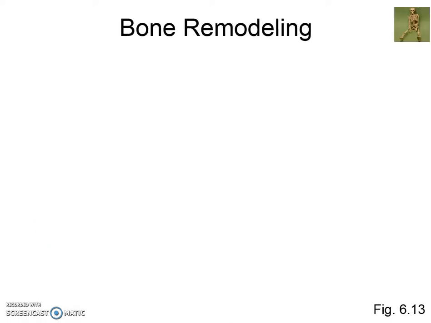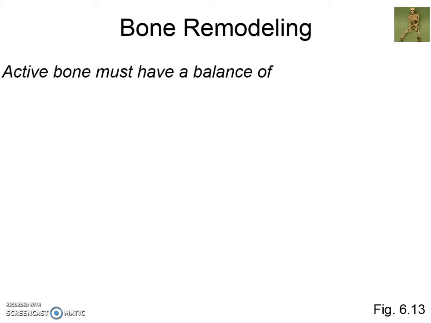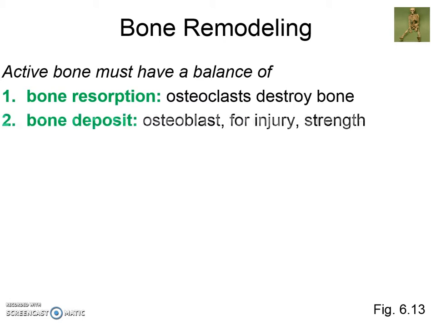All right, so now we can talk about bone remodeling. Bone remodeling is the idea that you can keep bone active, and active bone has to have a balance. It's important that you can balance bone resorption with bone deposit. Bone resorption is when you break apart bone, the job of the osteoclasts, which remember are the cells that destroy bone. So bone resorption is you're reabsorbing the bone, you're breaking it down. Bone deposit is when you make new bone. That would be the job of the osteoblast, which remember lays down new bone matrix.